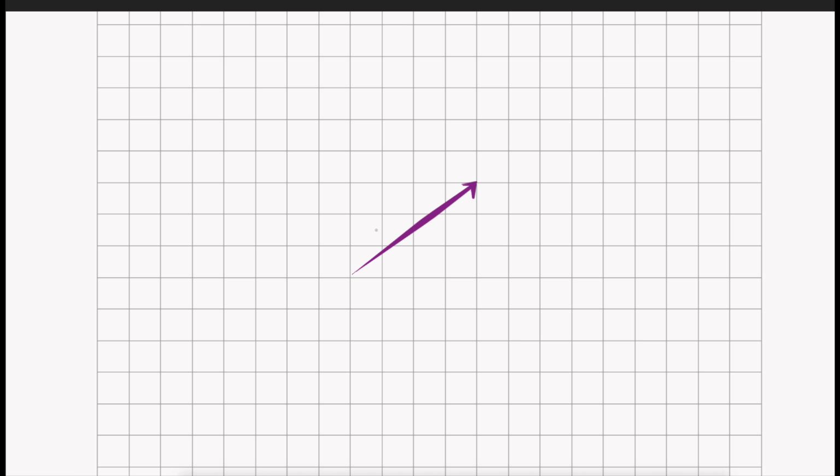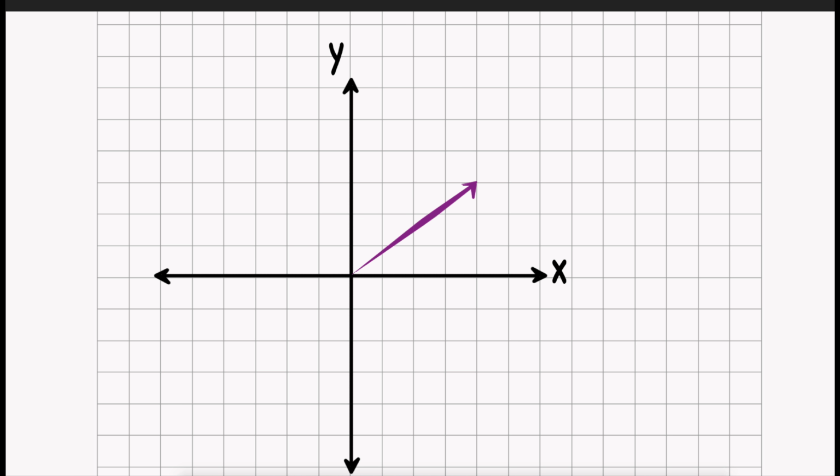This is our vector, and in order to look at it graphically, we need a good coordinate system. So let's go ahead and put a coordinate system. Normally the coordinate system would go right in the middle, but since our vector starts right here, we're going to put our origin right there. All right, so this is our coordinate system.